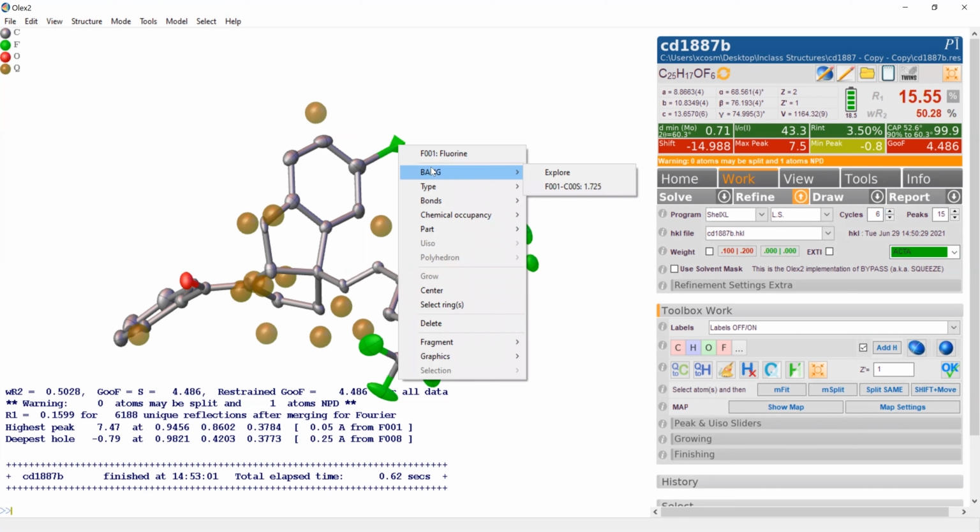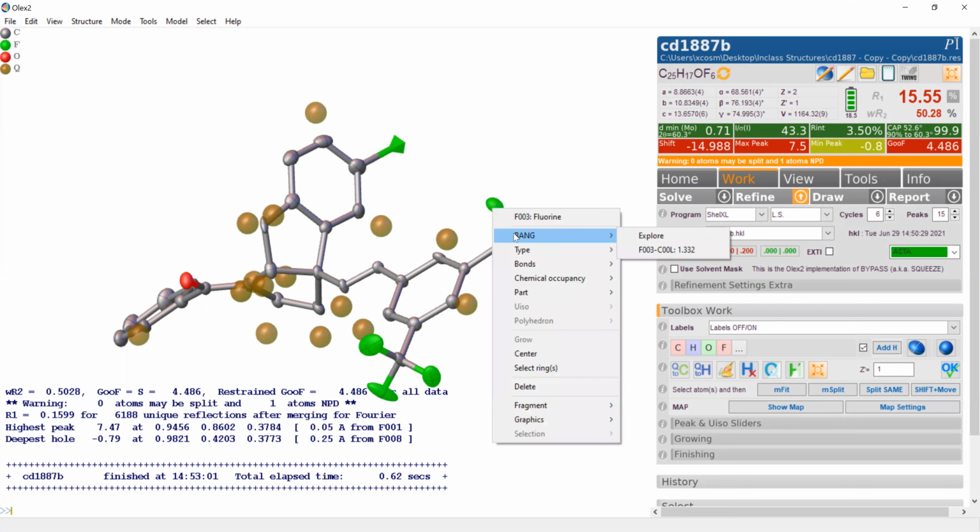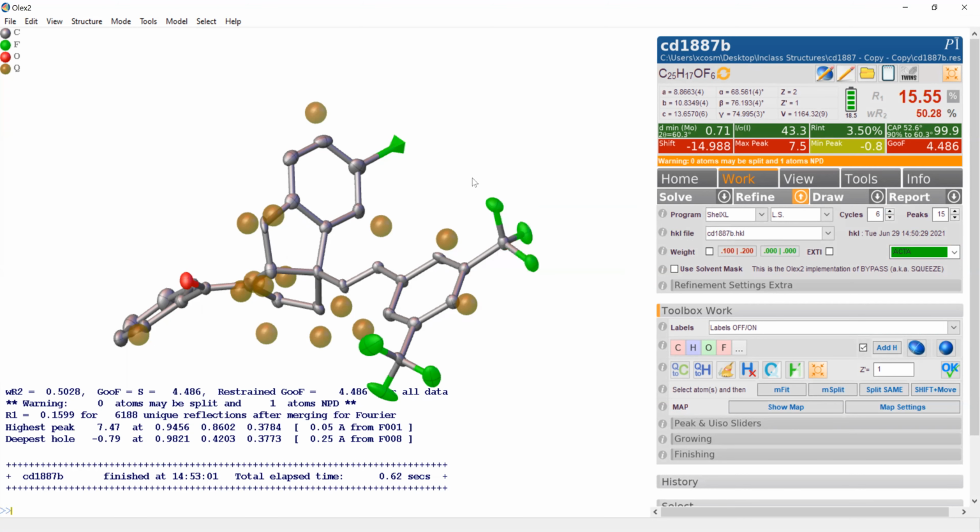It's about 1.72 angstroms. Now let's go to this CF3 group and just get an idea of what a typical carbon-fluorine bond is. About 1.332. So obviously this bond length does suggest that this is not a fluorine atom, because the bond distance is a lot bigger compared to the CF bond distance in the CF3 group, because that was about 1.33.